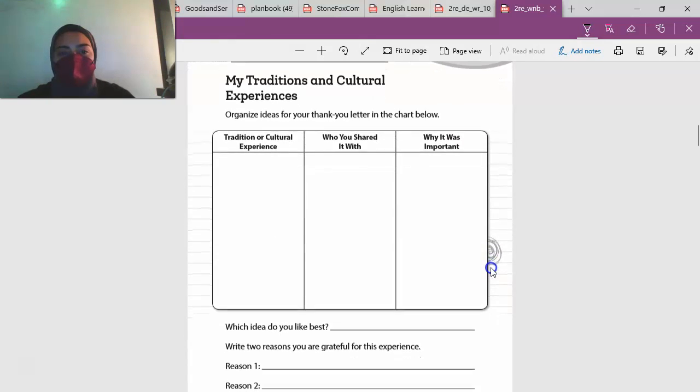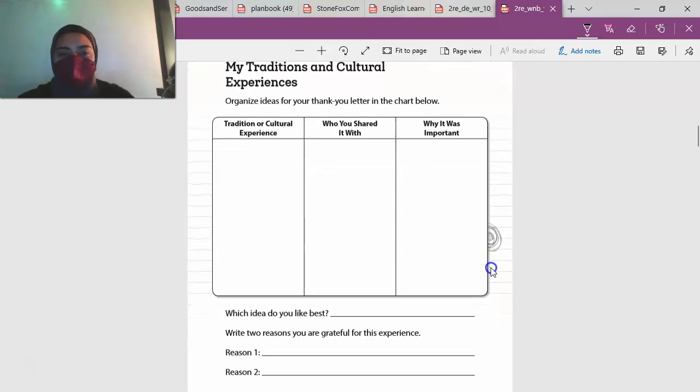It says My Traditions and Cultural Experiences. Organize ideas for thank you letters in the chart below. So tradition or cultural experience, who you shared it with, and why it is important. So where it says tradition and cultural experience, you're going to write about a cultural experience that you have experienced before. And then you're going to write who you shared it with and why it was important. Which idea do you like best? You're going to write 2 reasons you are grateful for this experience. And that's all we're doing today.